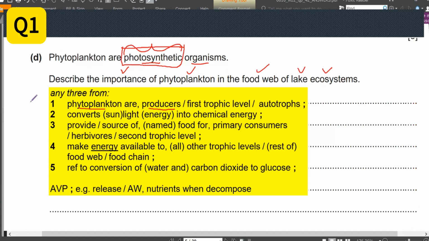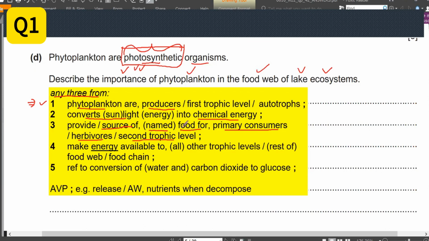So any three points from these will give us the full marks. Basically, we explain each accordingly. Because it can carry out photosynthesis, it converts sunlight energy into chemical energy. Essentially, it provides a source of food for primary consumers, such as herbivores. We can also call that the second trophic level.